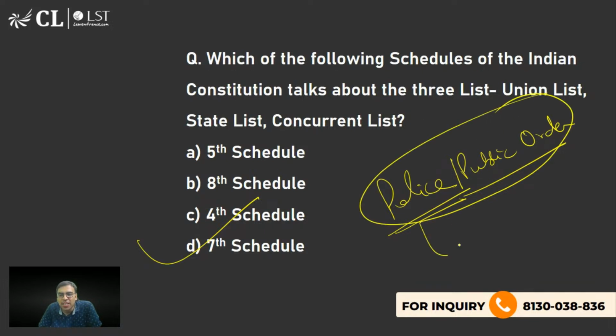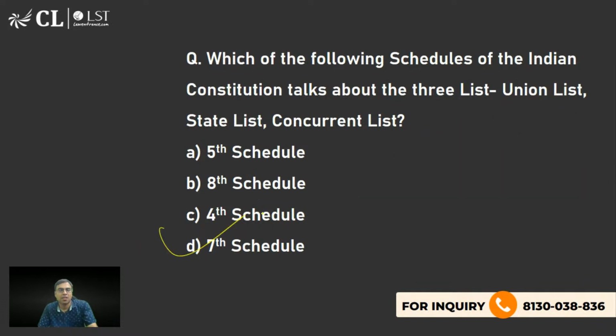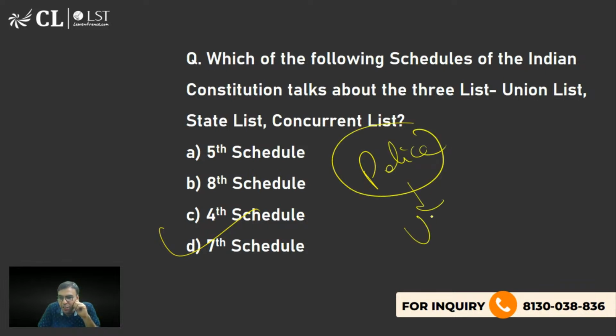Okay. Policing and public order in union territory, then what should be the answer? Where does it go? Policing in a state is a state list, but in union territory it is what?